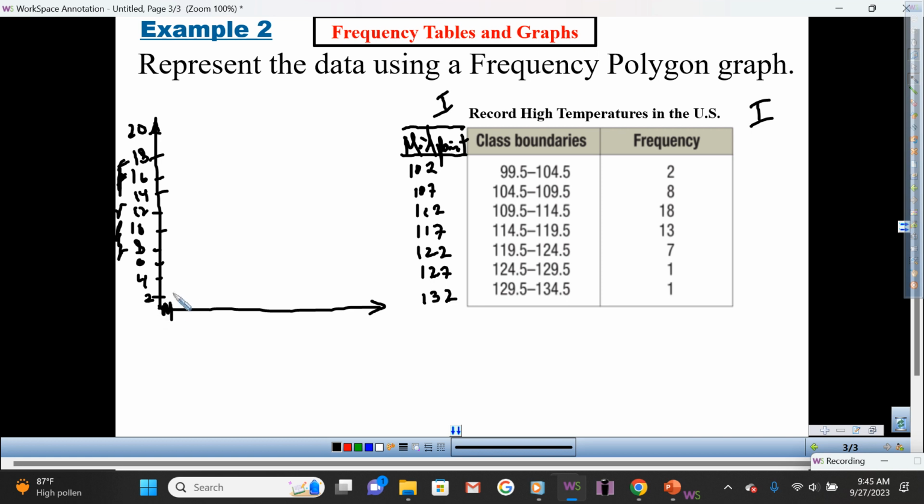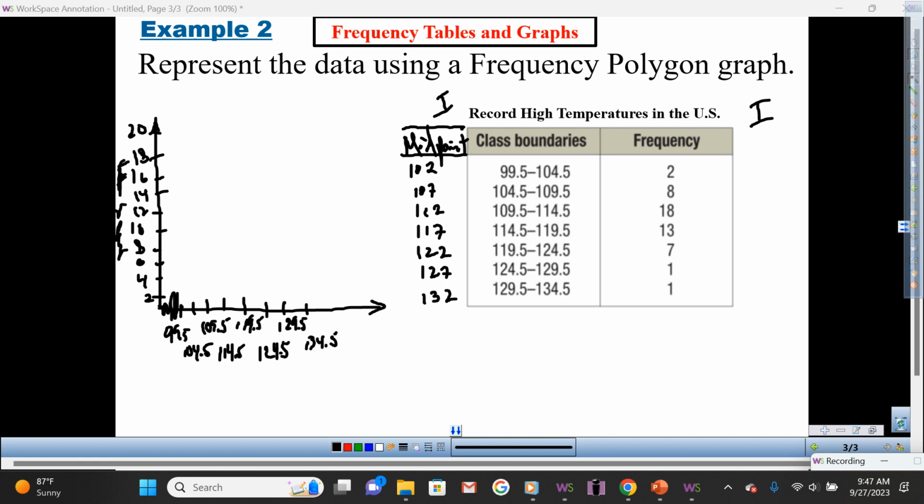And then the wiggles right here, and we start at 99.5, 104.5, 109.5, 114.5, 119.5, 124.5, 129.5, 134.5. All right? Y'all ready? Here we go.